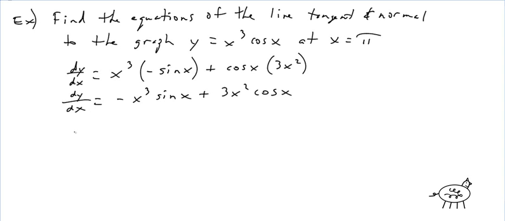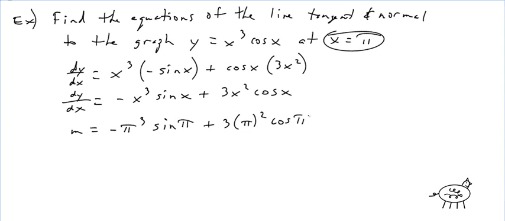And let's find our slope then. So that's our slope of that tangent line. And we're going to plug in pi. So it's negative pi cubed sine of pi plus 3 times pi squared cosine of pi. Okay, you guys should remember what sine of pi is. If you remember, sine of pi is 0. So it's negative pi cubed times 0 plus 3 pi squared. Cosine of pi is negative 1. So that's 0, that's out of there, and so my slope is negative 3 pi squared.